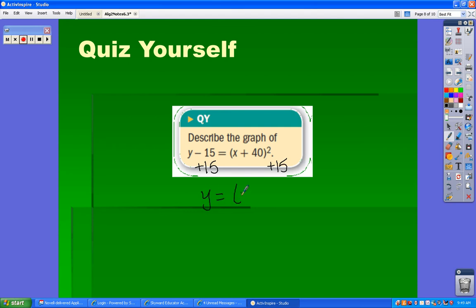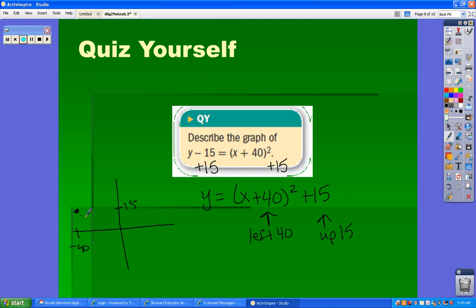Y equals (x plus 40) squared plus 15. The next thing I'm going to do is figure out where my vertex is. That's telling me I'm going to go to the left 40, and I'm going to go up 15. So if I'm going to graph this, if that's 40, that's 15.